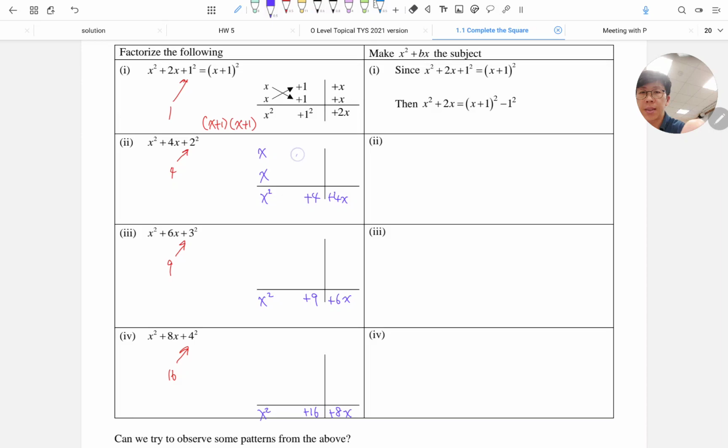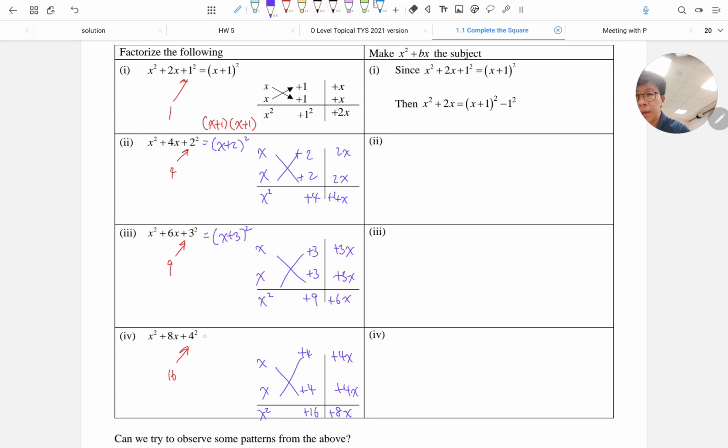So x times x, 2 times 2, both are positive, and the final answer for this will be x plus 2 whole thing squared. Now, by now, you should see a pattern. The next one is x plus 3 whole thing squared. And the last one is x plus 4 whole thing squared.